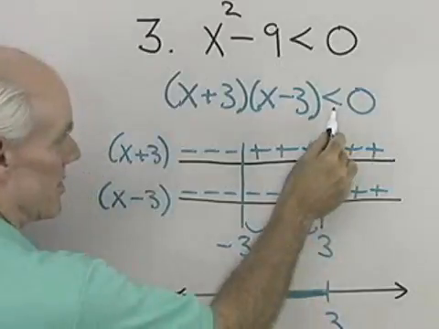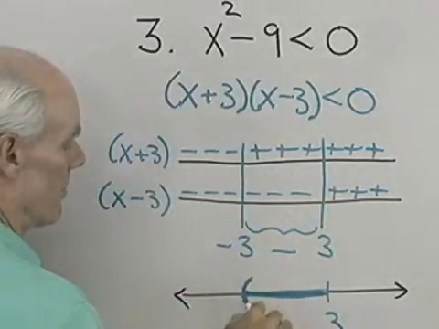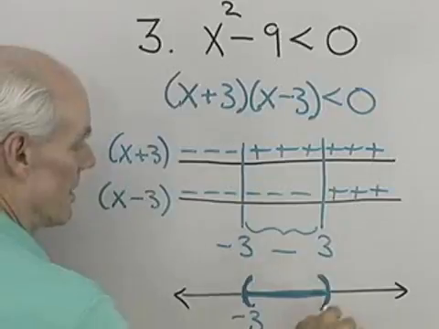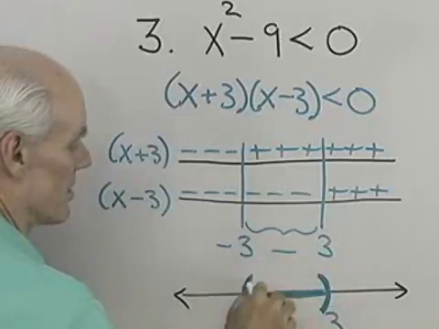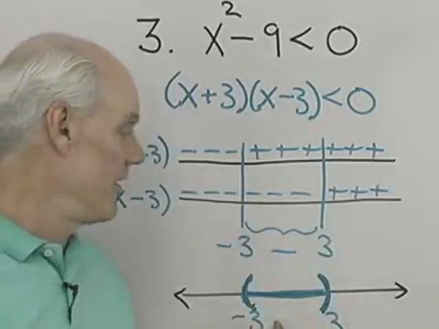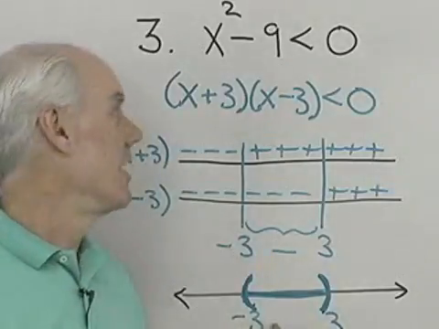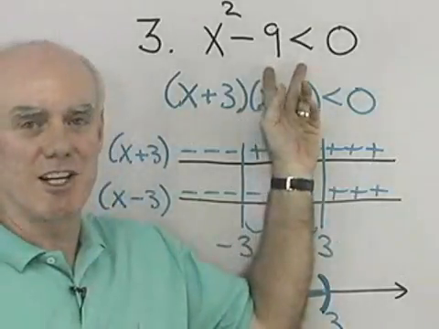And then I look back and see that's strictly less than, so I'm going to use my parentheses again. If it was less than or equal to, I would use brackets, but it's not, so I use parentheses. And there are all the numbers on the real number line that satisfy this original quadratic inequality.